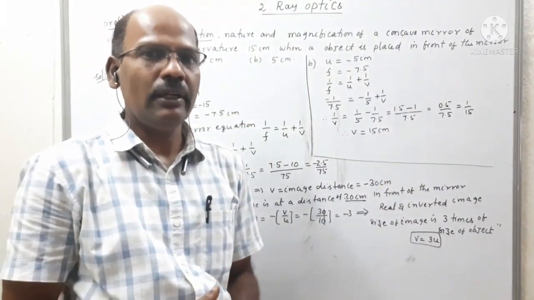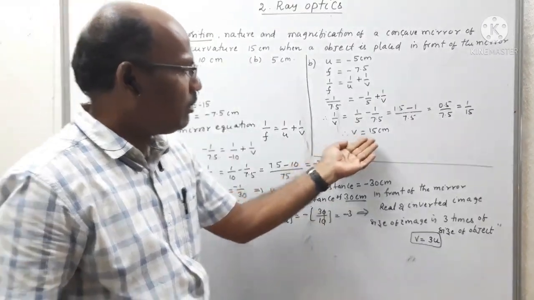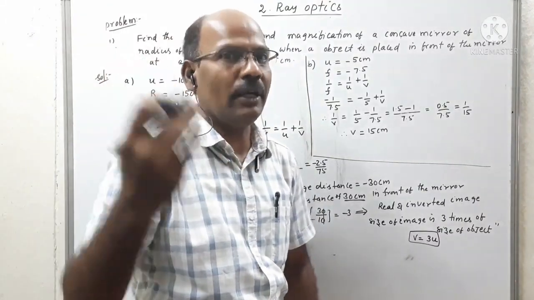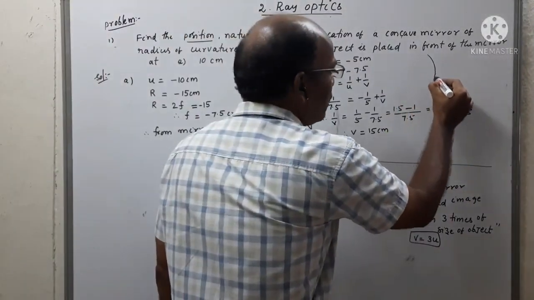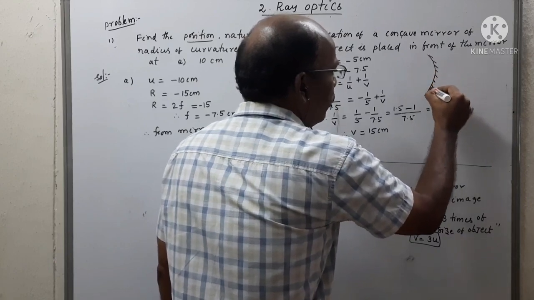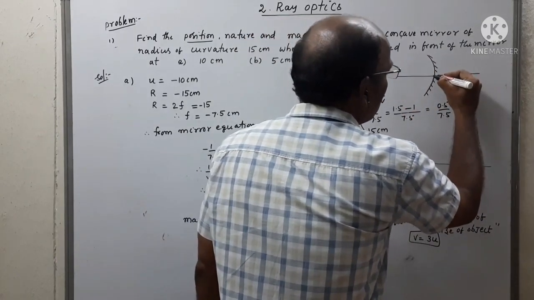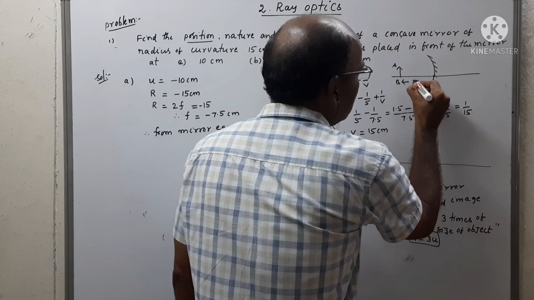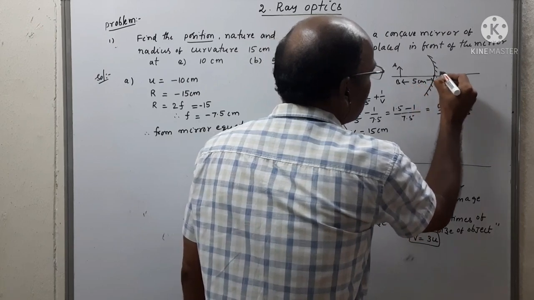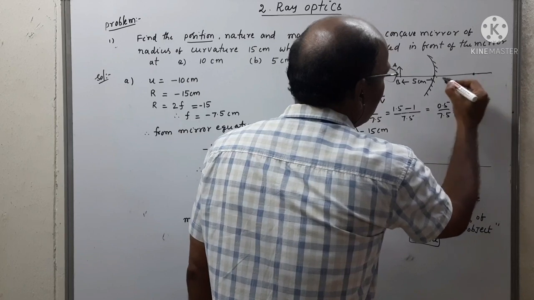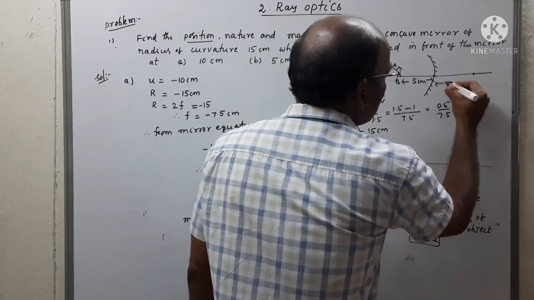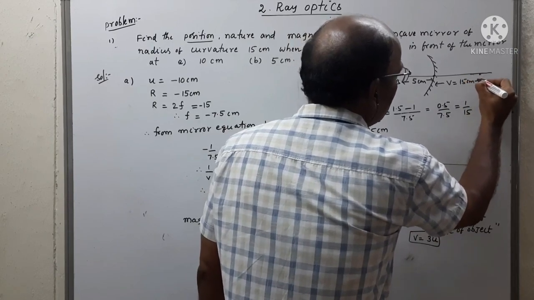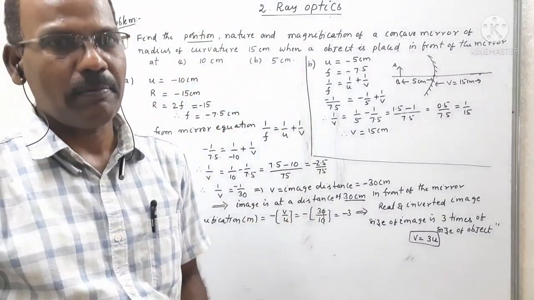So what is the position of the image? The image is formed at a distance of 15 centimeters behind the mirror. Behind the mirror means we get the value of v positive. This is the object distance AB, that is 5 centimeters. And this is the position of the image, which is v equal to 15 centimeters, formed behind the mirror.